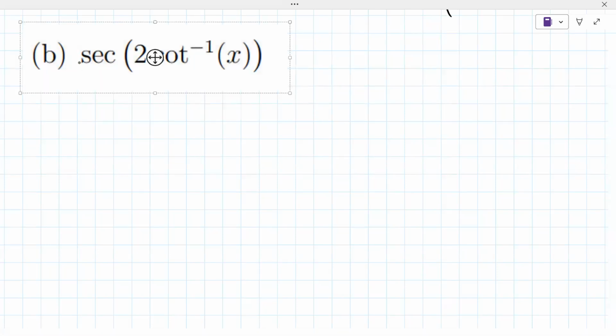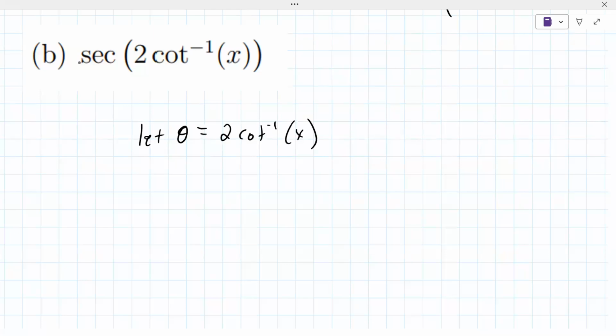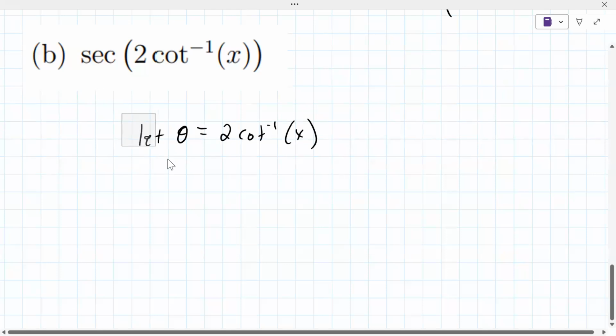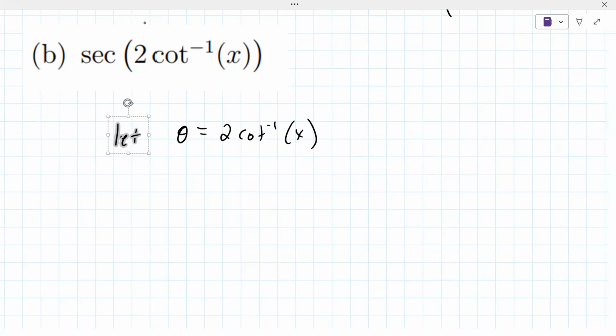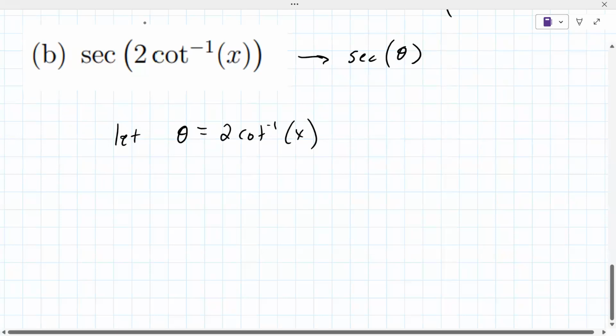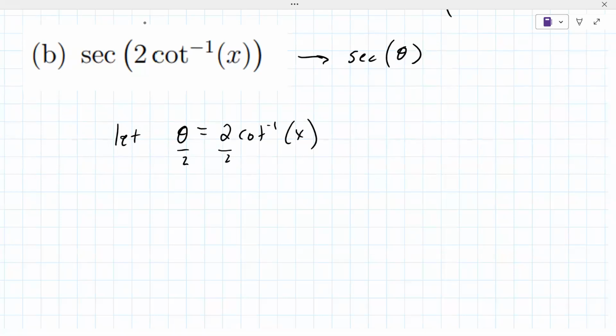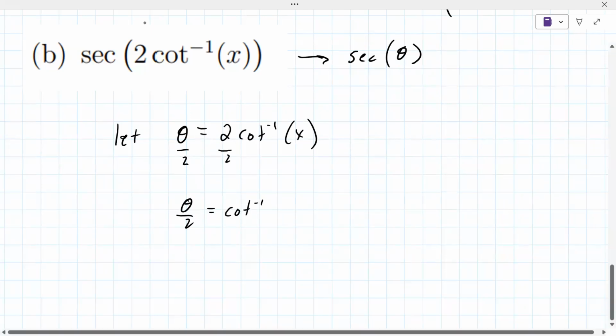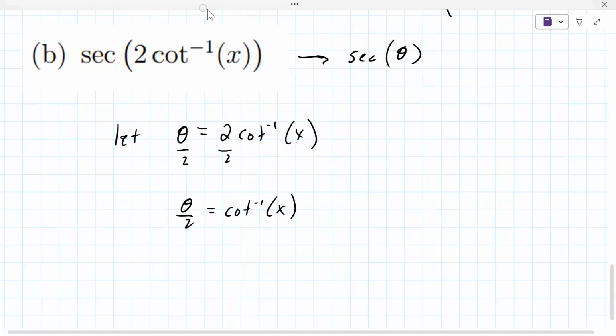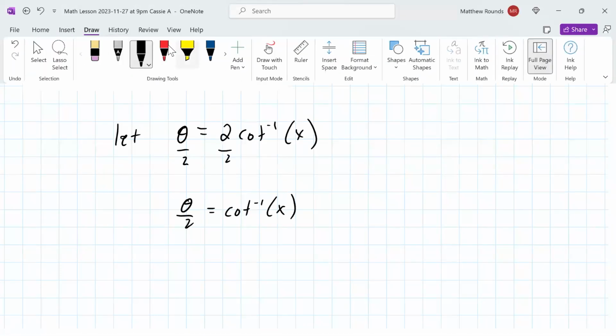All right, so there's this substitution. You say let theta equal 2 cotangent inverse x. That's kind of your standard approach here. You let theta, or any letter really, equal the inside thing, because that makes secant of theta, which is more common. You do divide by 2 in this case, so you have theta over 2 equals cotangent inverse of x. So you do take the cotangent of both sides.